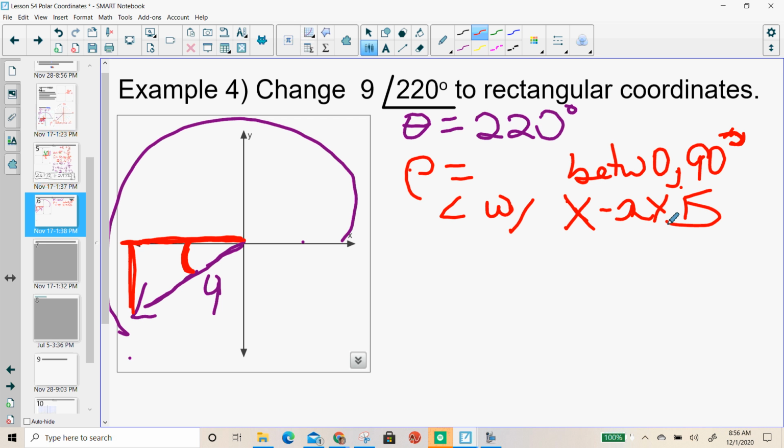So I need to figure out how big that is, and I just do it by geometry. In fact, I said it a minute ago, because when I was trying to figure out where to draw it in the third quadrant, I needed to go 180 degrees, and then I needed to go 40 degrees more. So this was 40 degrees right in here.